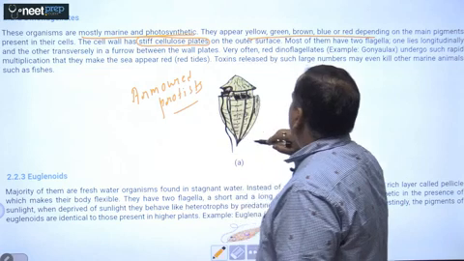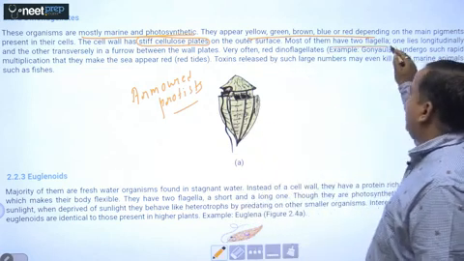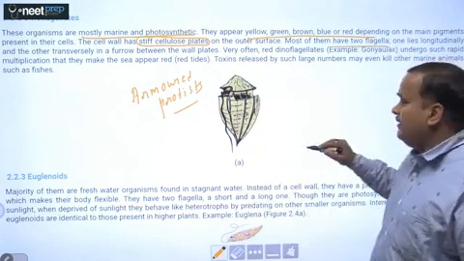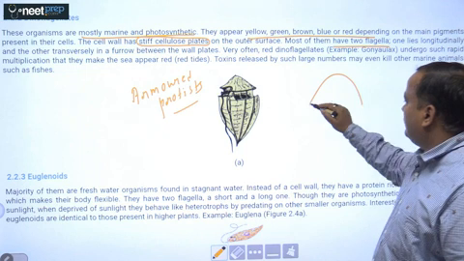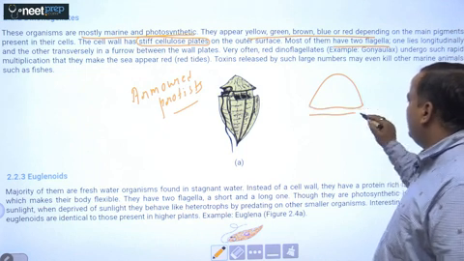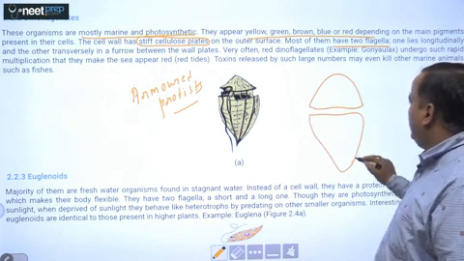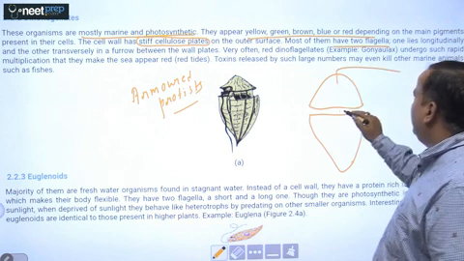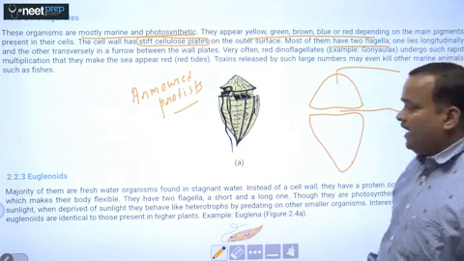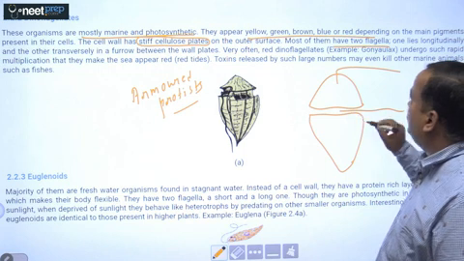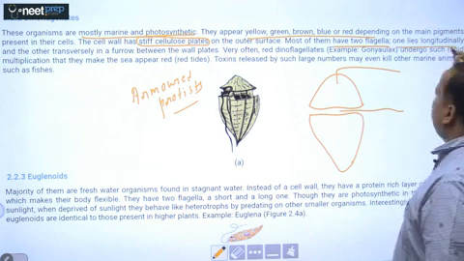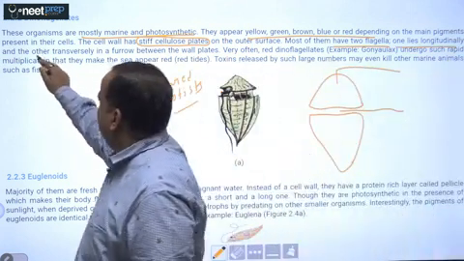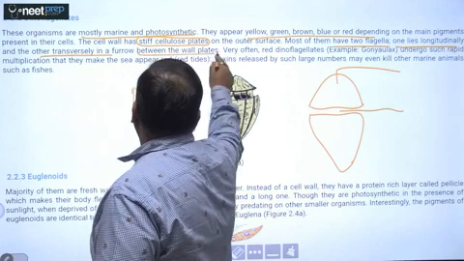Okay. Now most of them have two flagella. They are biflagellated. So suppose this is the structure of a dinoflagellate. One flagellum is present in the longitudinal groove and the other is present in the transverse groove, and these two are placed perpendicular to one another. One lies in the longitudinal and the other in the transverse furrow between the wall plates.